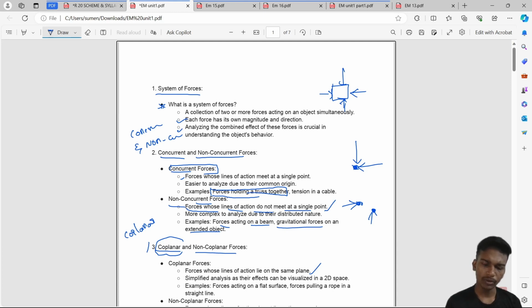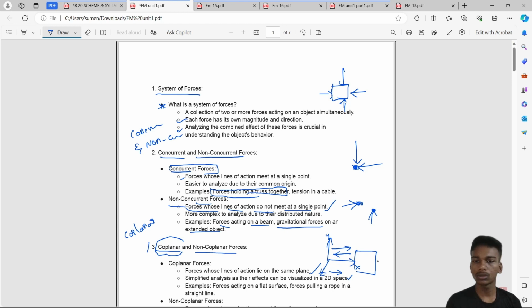Simplified analysis of their effect can be visualized in 2D spaces. As they are on the same plane, if you consider the x axis, y axis, and z axis, and two forces are in the xy plane only, it's somewhat easy to analyze. If one force is in this plane and other forces are in different planes, then it's somewhat difficult to analyze, right? And we are going to deal with this type of forces also. Don't worry. We will solve problems on both coplanar and non-coplanar forces.